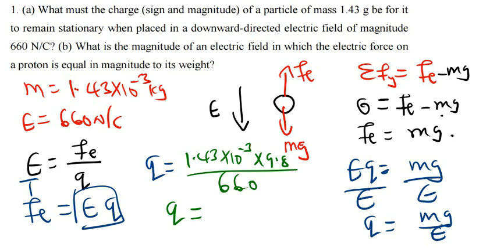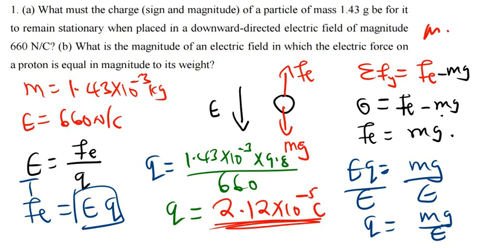It is 2.12 times 10 to the power negative 5 Coulomb. That is my charge. Now if I want to report my answer in microcoulomb, I'm supposed to do times 10 to the power 6. So I can also say times 10 raised to the power 6, meaning that my answer will be in microcoulomb.